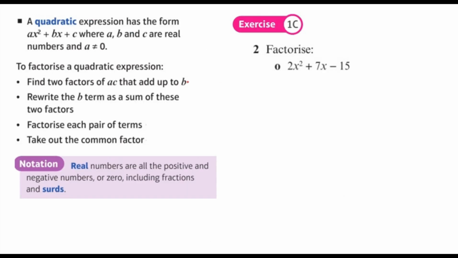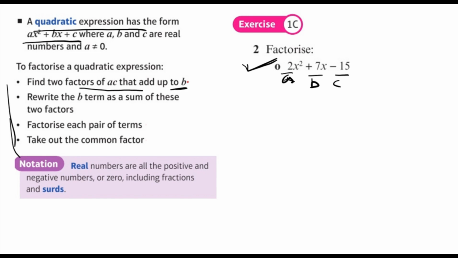Move to exercise 1C. These are quadratic expressions, and to factorize this expression we have to follow these 4 steps. We'll see how we use them step by step. Before that, we have to compare this equation with the general equation, which is ax squared plus bx plus c. So 2 is my a, plus 7 is b, and minus 15 is my c. First step, find the 2 factors of ac that add up to b. Now a times c gives me minus 30, and my b is 7.